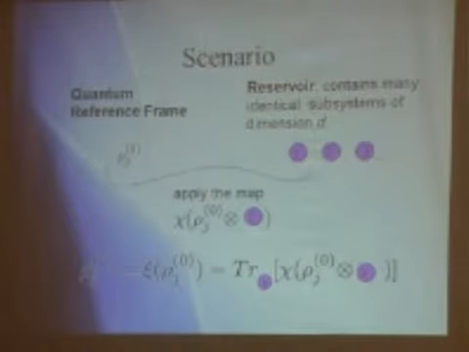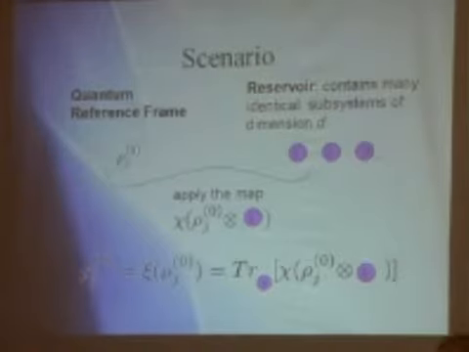Now, after we did this, in our scenario we just consider the new state of the quantum reference frame, which is obtained by tracing out, getting rid of the state of the reservoir. And this gives you a way of writing out the back action map that acts on the quantum reference frame. I call that Z.